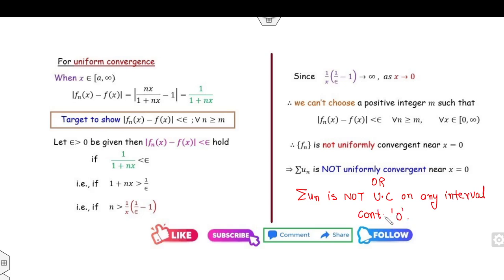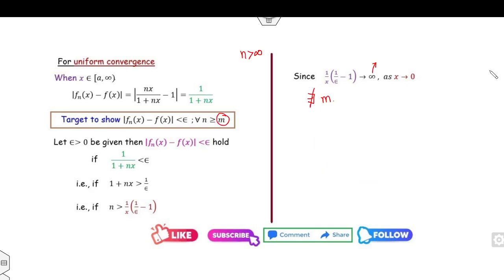What is the meaning of that? That means if you consider the interval minus 3 comma 7, it is not uniformly convergent. 0 comma infinity, open interval, it is not uniformly convergent. Minus 2 comma 7, again it's not uniformly convergent because 0 lies in that.